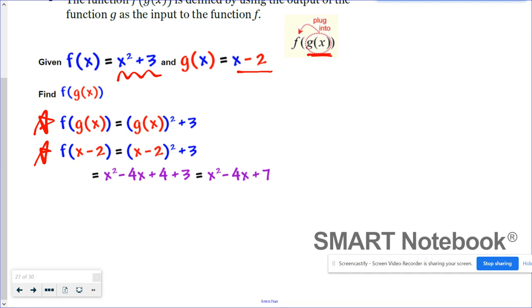Honestly, we can just totally start here in these problems. Make that substitution. Inside function goes into the outside function. And then the rest is just a matter of simplifying the results.